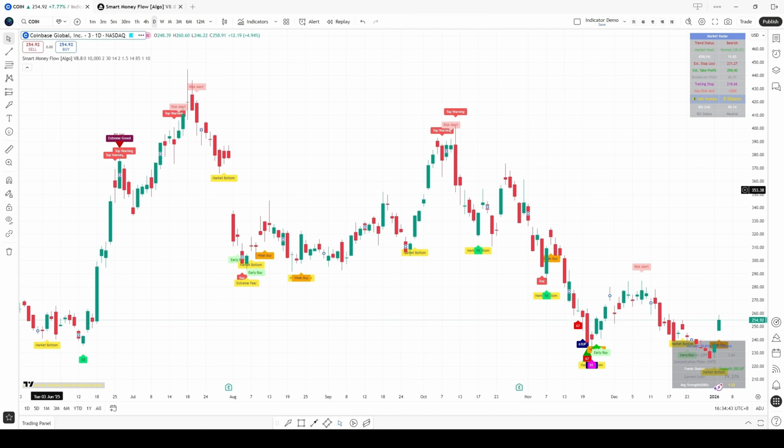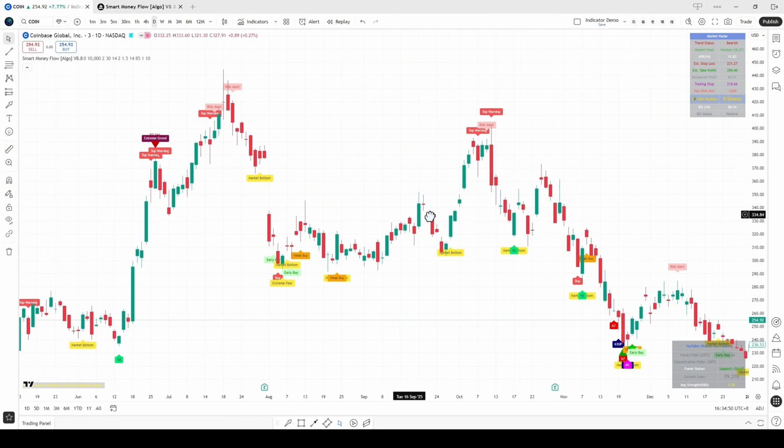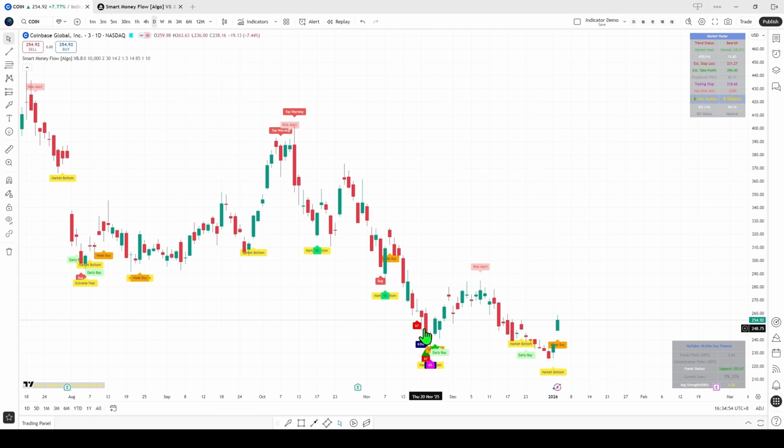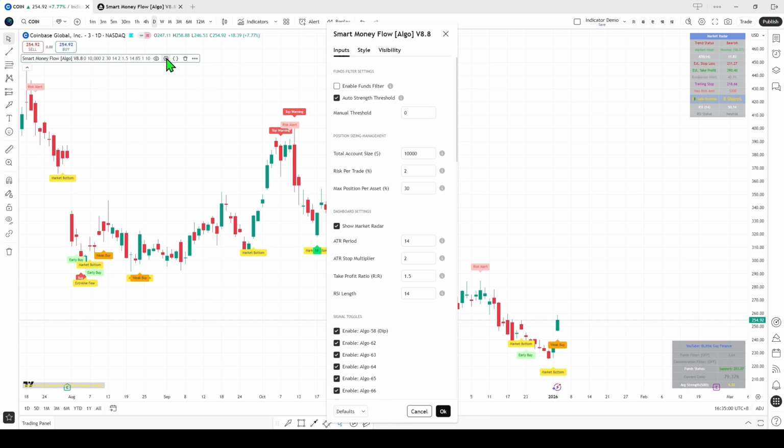Next, let's look at the funds filter function. As mentioned earlier, when a stock breaks its original trend, the bottom fishing signals that appear at this time may fail. Sometimes, consecutive bottom signals appear, but the stock price keeps falling. In this case, we need to turn on Funds Filter 1.